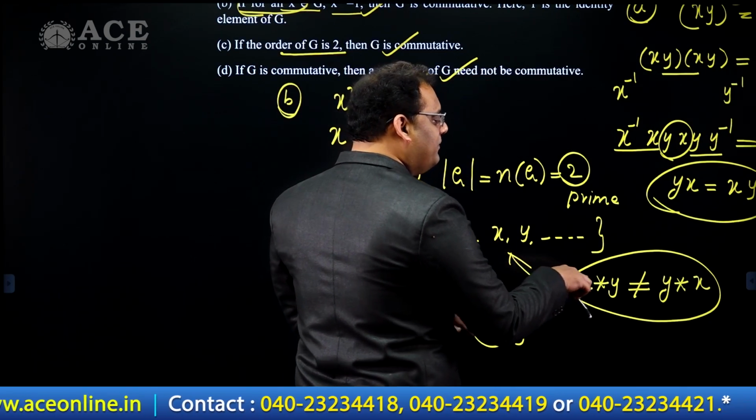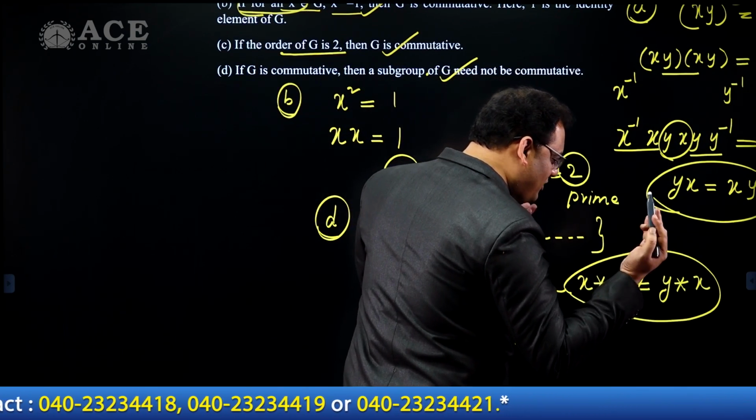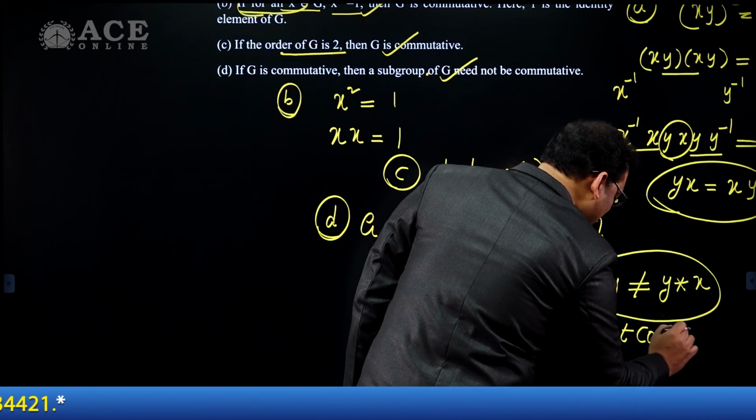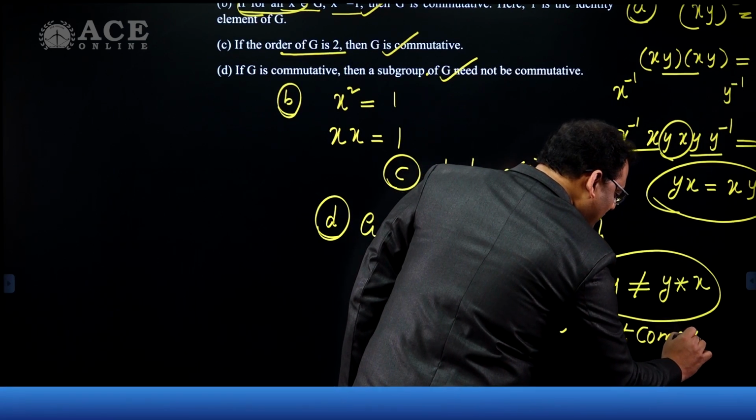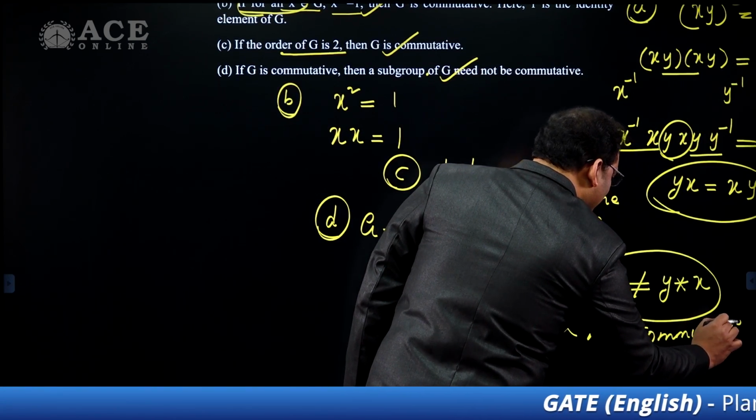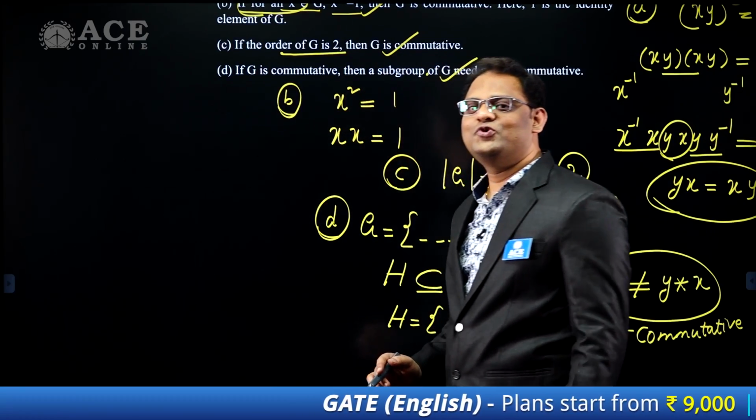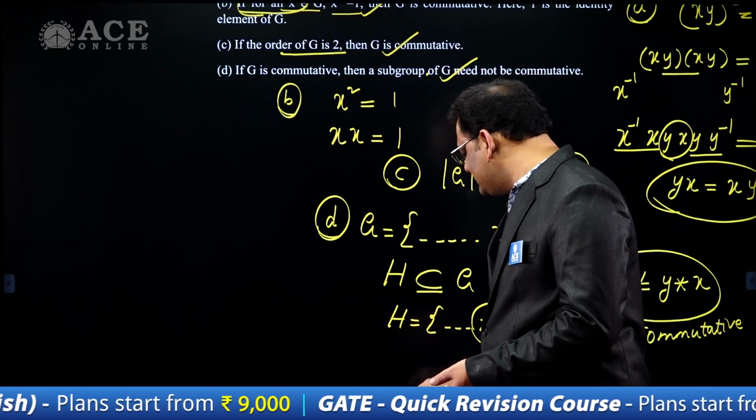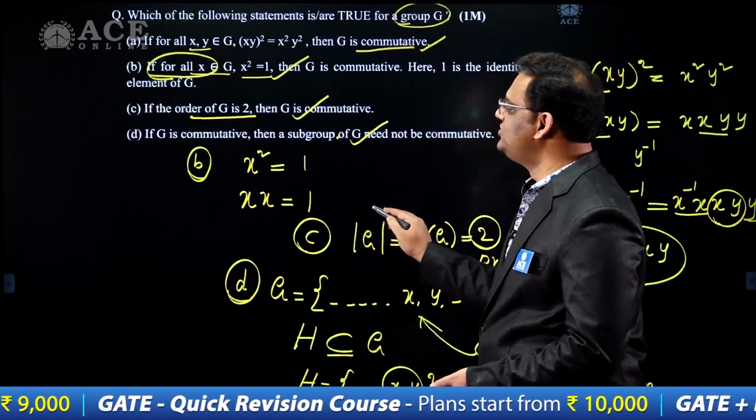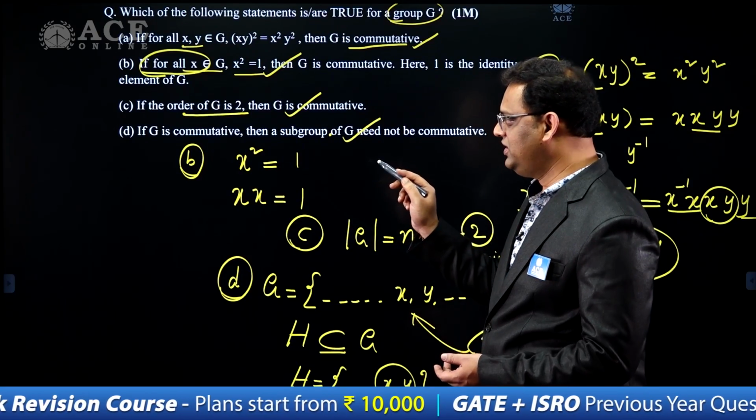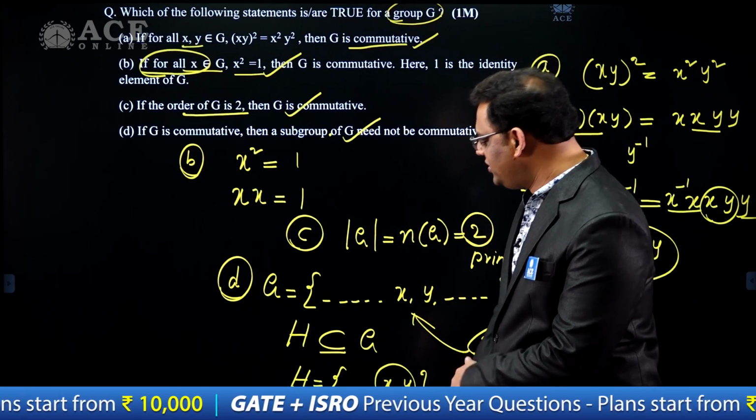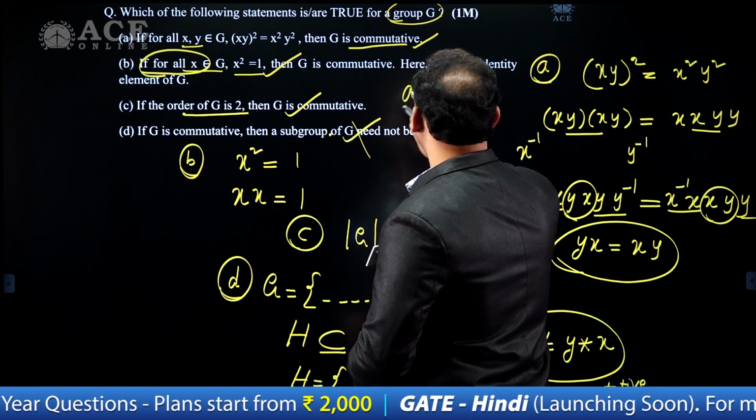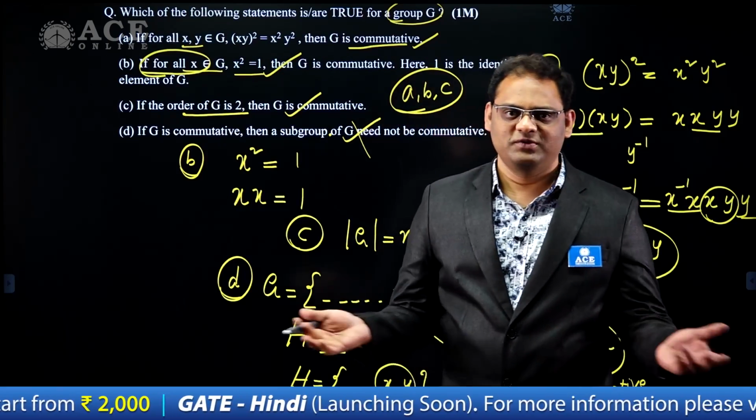So immediately these X, Y are also present in G. In G, for two elements, if this happens, G cannot be commutative, my dear. If subgroup H is not commutative, G cannot be commutative. So by using this contradiction, we can say option D cannot be the answer. That cannot be the true statement. So A, B, C are the true statements for this question.